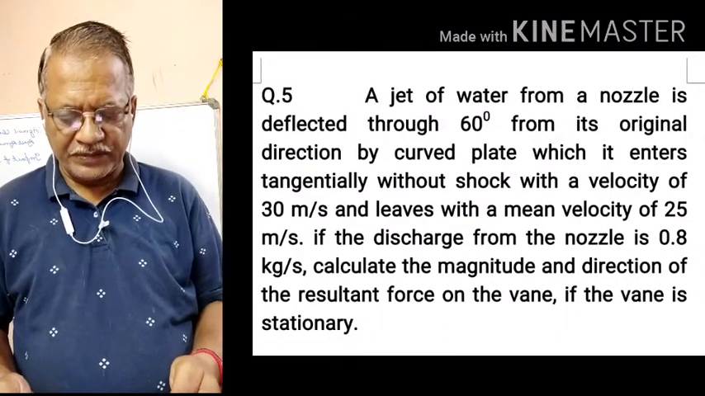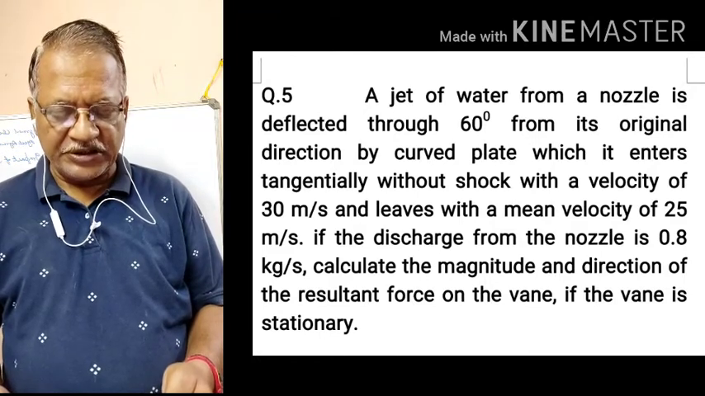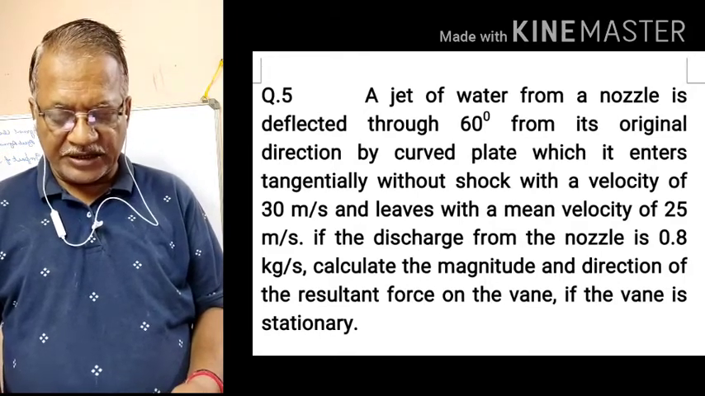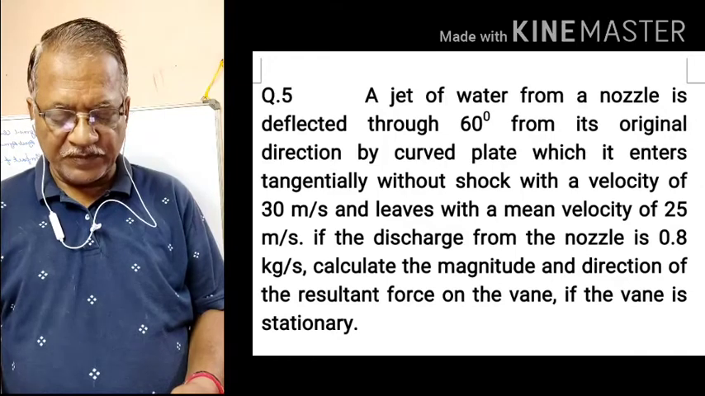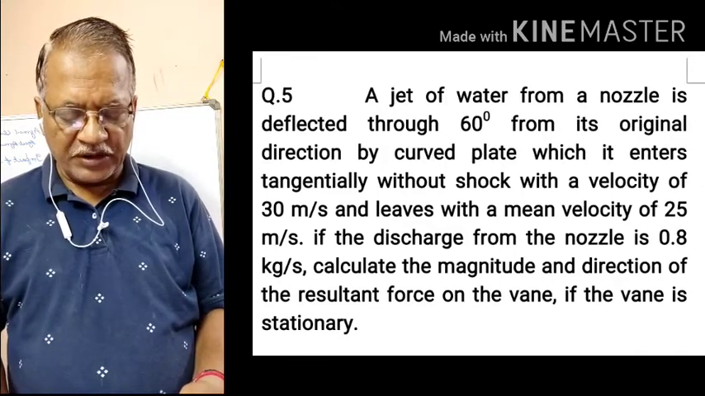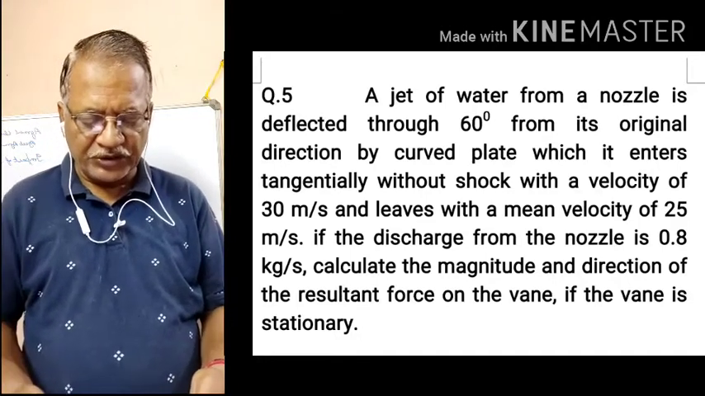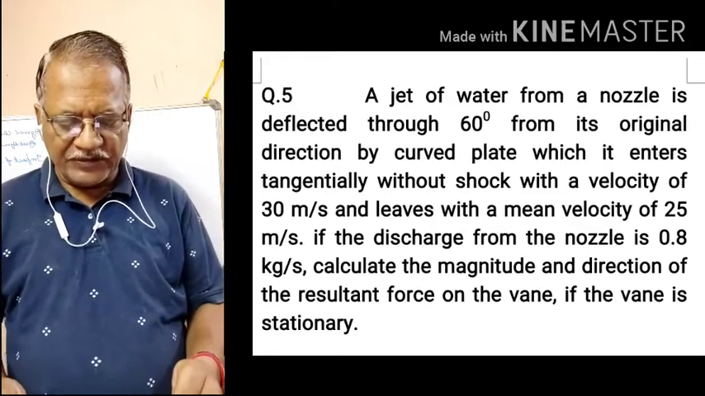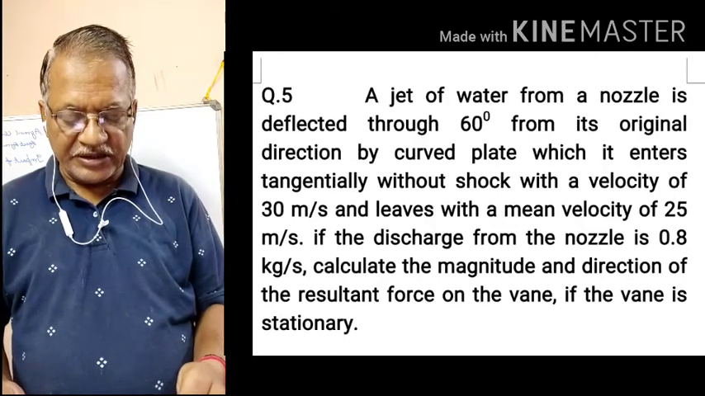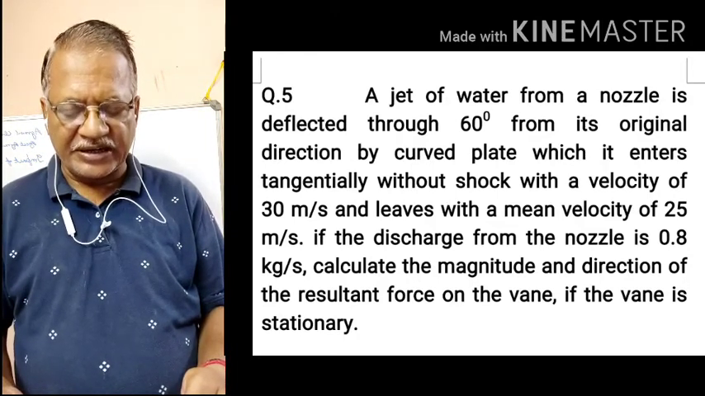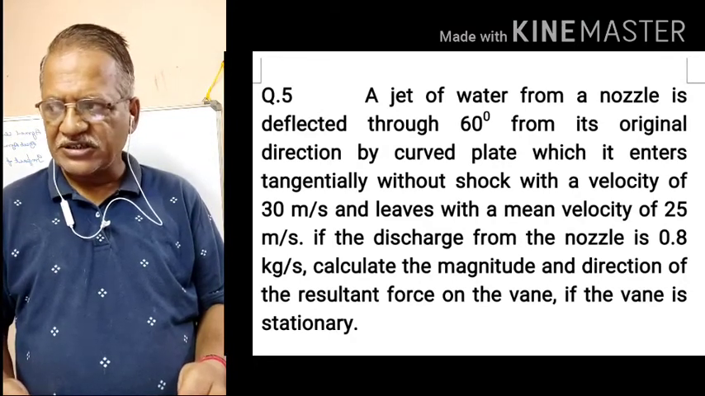Question number 5. A jet of water from a nozzle is deflected through 60 degrees from its original direction by a curved plate, which it enters tangentially without shock with a velocity of 30 meters per second and leaves with a mean velocity of 25 meters per second. If the discharge from the nozzle is 0.8 kg per second, calculate the magnitude and direction of the resultant force on the vane if the vane is stationary.